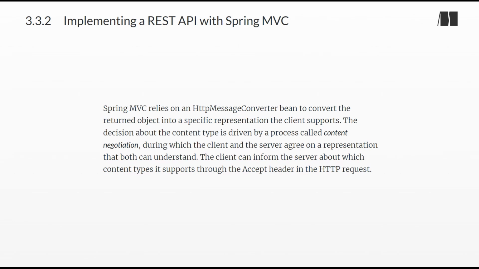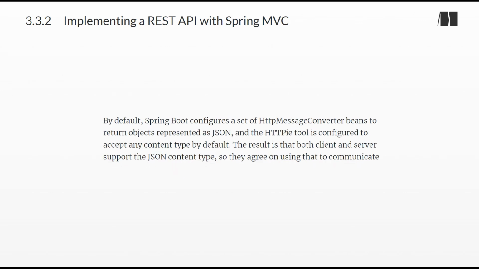The decision about the content type is driven by a process called content negotiation, during which the client and the server agree on a representation that both can understand. The client can inform the server about which content types it supports through the Accept header in the HTTP request. By default, Spring Boot configures a set of HTTP message converter beans to return objects represented as JSON, and the HTTP tool is configured to accept any content type by default. The result is that both client and server support the JSON content type, so they agree on using that to communicate.